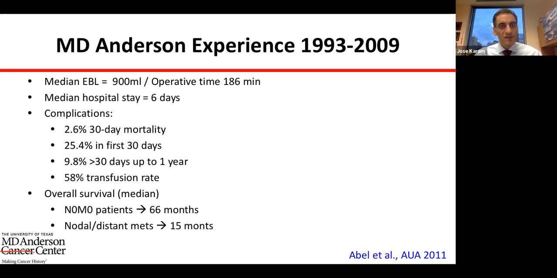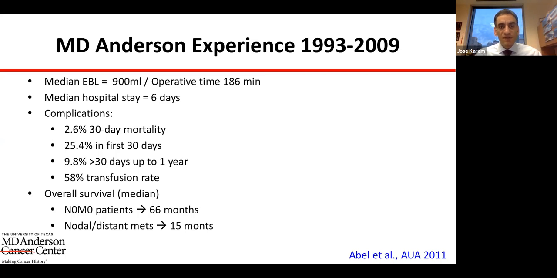The complications, as you can see here, and again, keep in mind, this is from almost 10 years ago, the 30-day mortality rate was about 2.6%. Complications in the first 30 days occurred in about 1/4 of the patients, and almost about 10% of patients had complications between 30 days from surgery up to 1 year after the operation, and more than half the patients required transfusions during the surgery. The overall survival for non-metastatic patients is very encouraging.